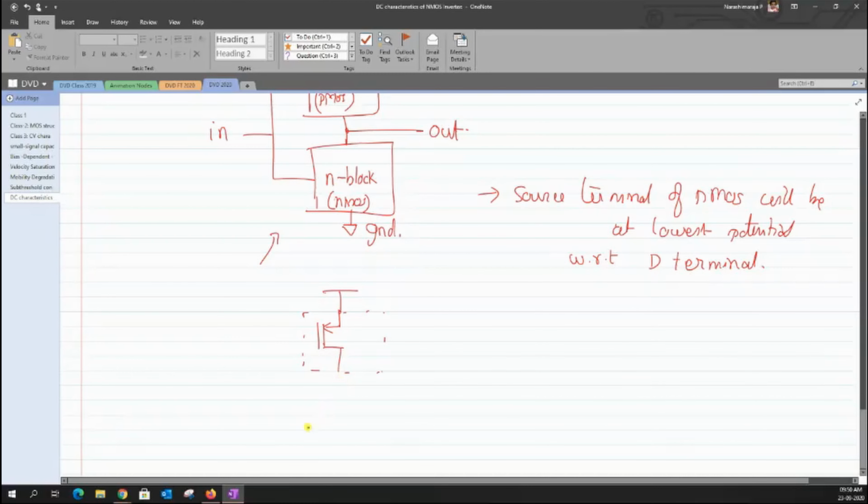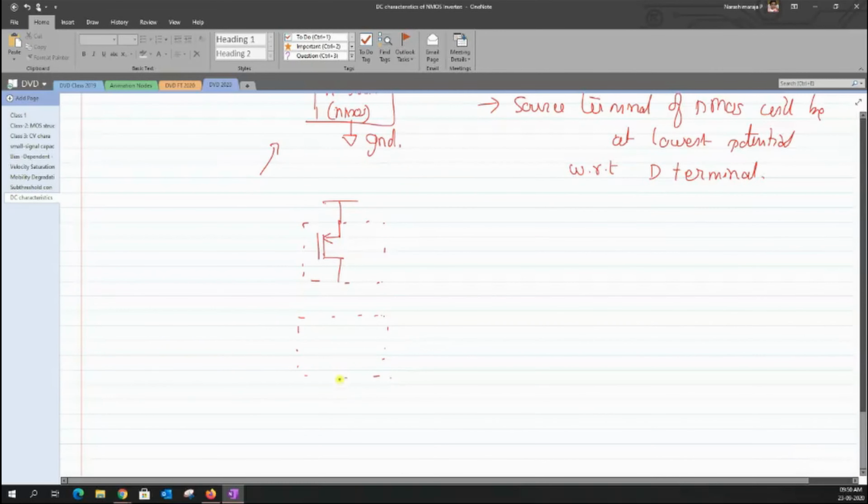Now I have to build the N block, and we know that the tail node of the N block will be attached to ground. Again, the source terminal of the NMOS transistor is supposed to be at the lowest potential compared to the drain, so I would place the source towards the lowest potential. This is the kind of notation you would have used in your AMC.